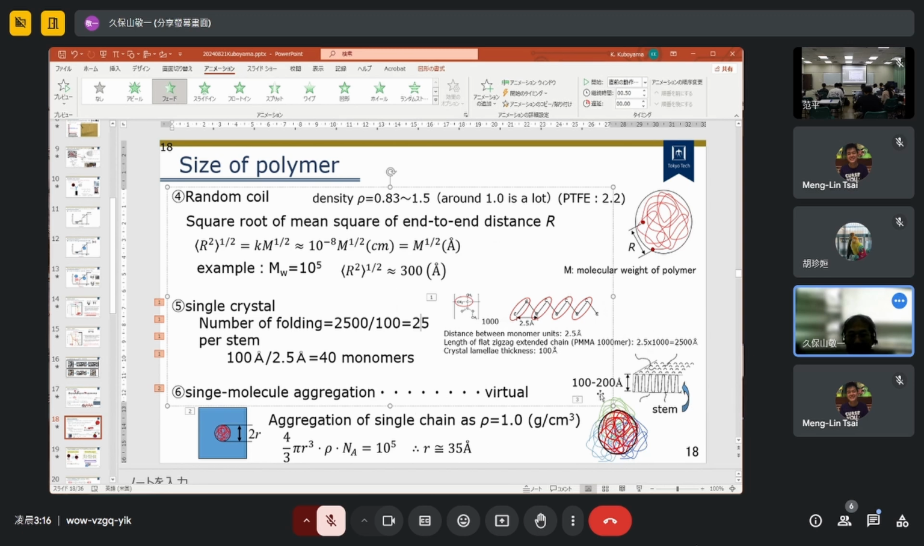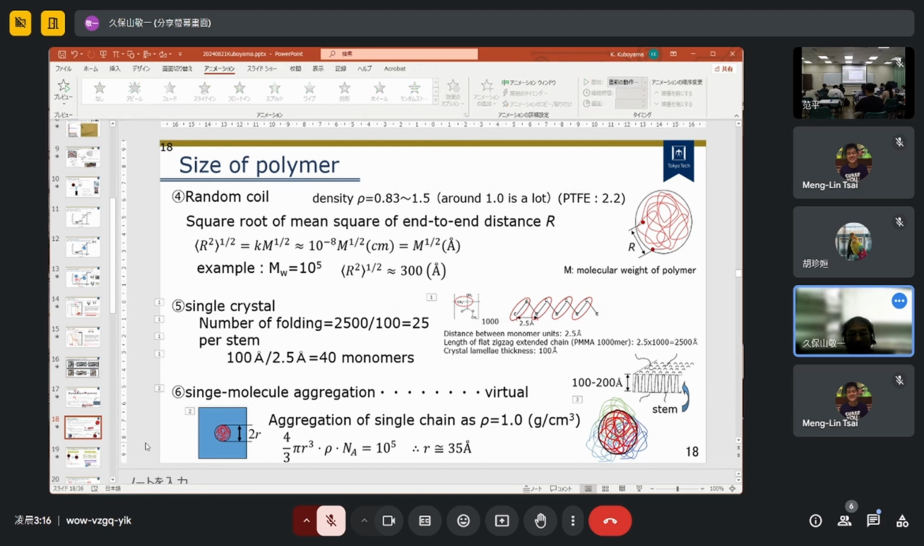And in each lamellar structure, there are 40 monomers between the 100 nanometer region.